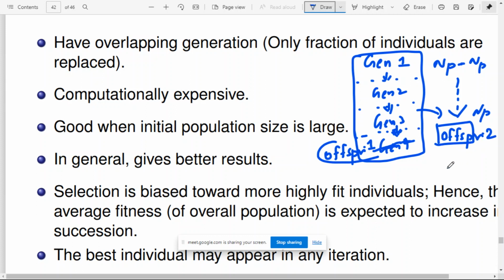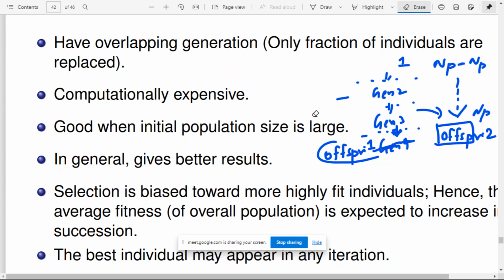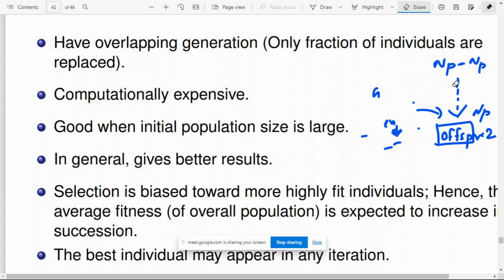Now this offspring 2 will replace which one? No, Akila. Out of all these, which is the new generation? Offspring 1. Offspring 1 it will replace. Are you getting? So like that it continues until it converges, right? So this is how the simple GA algorithm works.